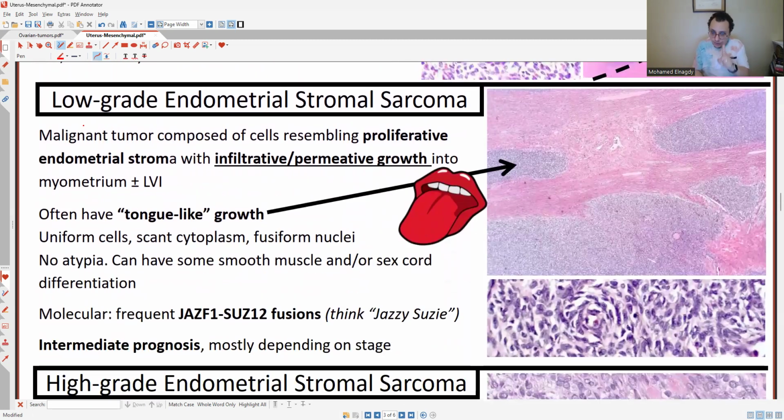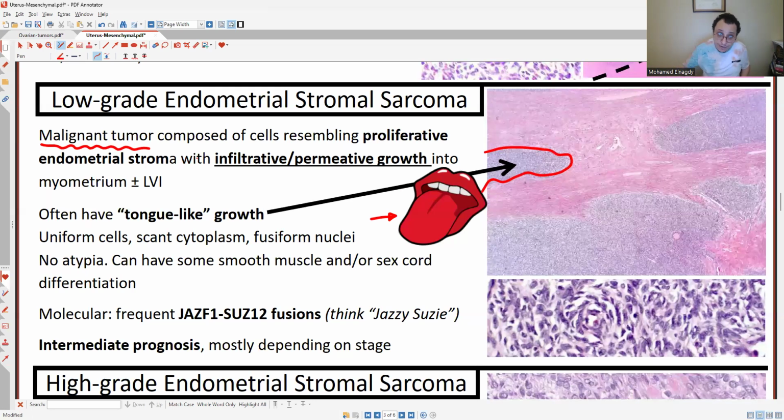What about the low-grade endometrial stromal sarcoma? You will see multiple lesions in the myometrium. And the lesion is as if it's sending some tongues. That's why he's putting this picture. It's sending some tongue-like projections, or they show tongue-like invasion in the myometrium. That's a sarcoma, but it's very low grade, very good prognosis. No worry about it. So see, it's a malignant tumor.